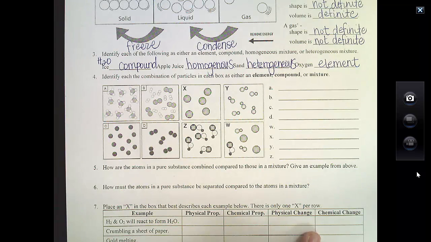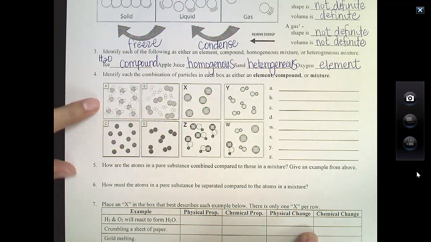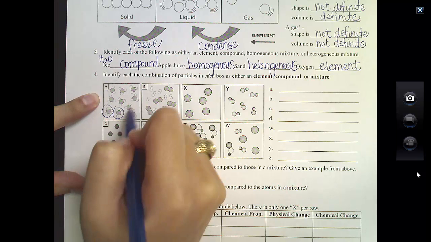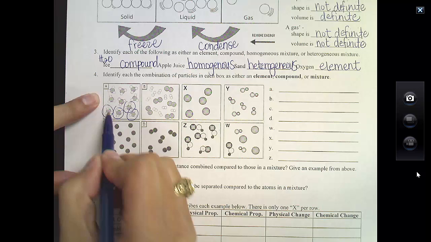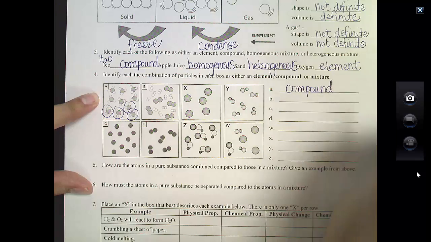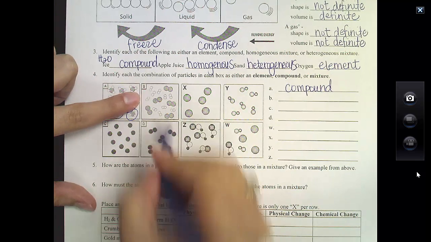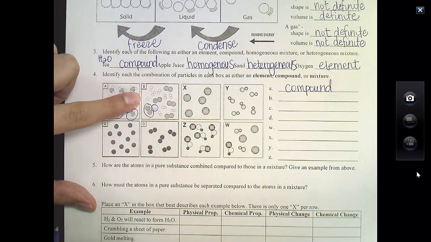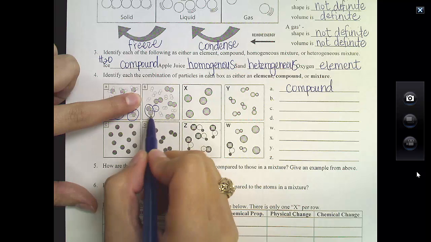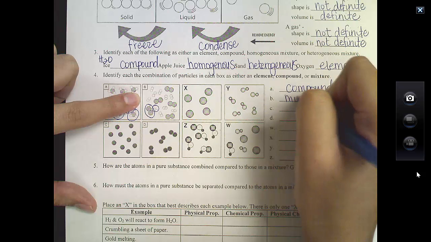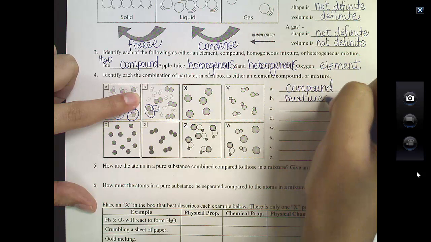Number 4 says identify each of the compounded particles in each box as either an element, compound, or mixture. If we look at letter A, we can tell that all of these are the same, but each one is made up of two different colors, so that would represent a compound. In box B, these are both the same color, and these are both the same color. They are not attached together. They're not bonded. So this is one element. This is a different element. Because they're two different elements that are not attached, that's a mixture.